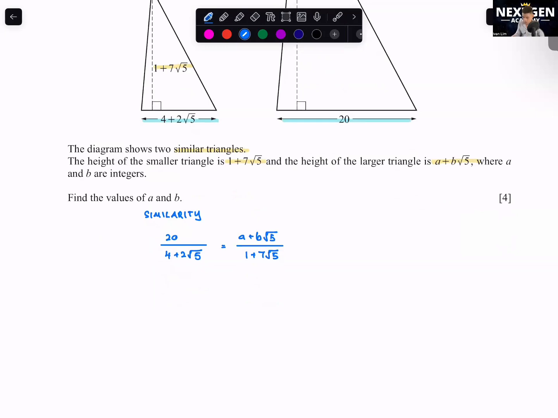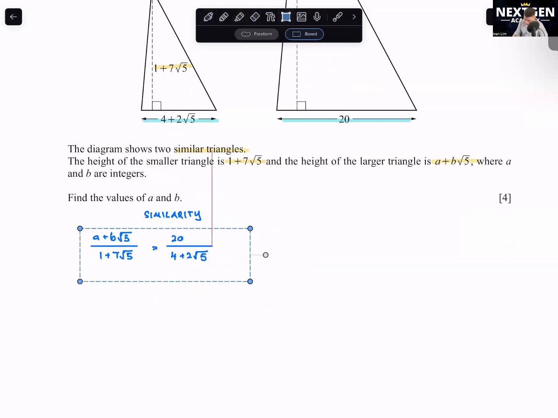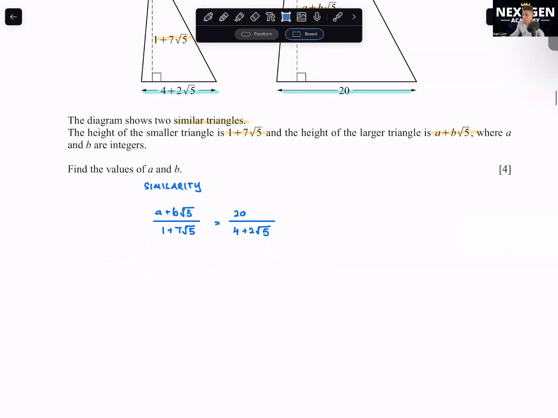What do we do from here? Maybe I put it like that, I think nicer to put it like that, equals. What can I do? Cross multiply, can. Any other ways that y'all can do this? Did all of you do cross multiply? Cross multiply. There are two ways to do this.